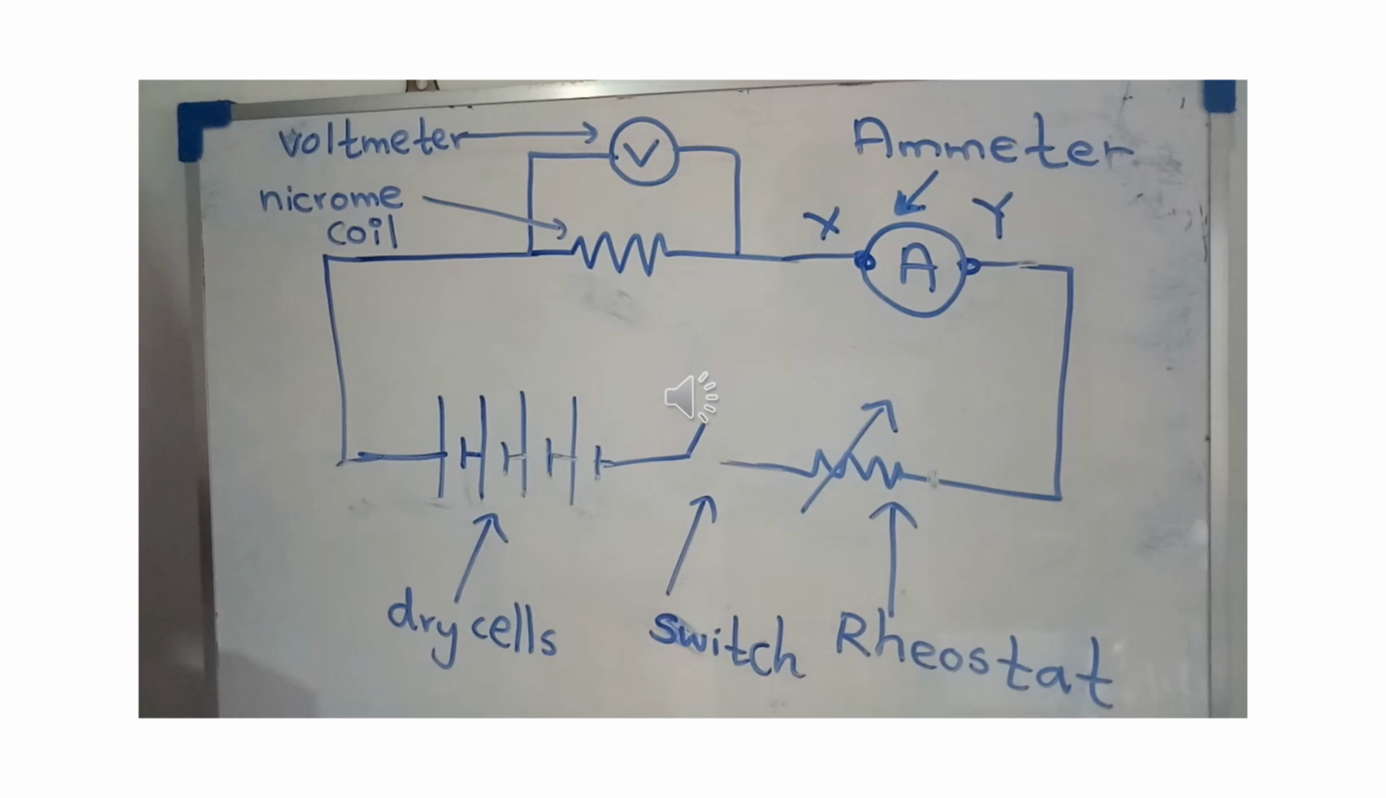Next part, Roman number 2 asks about the standard symbol of equipment that should be connected between terminal X and Y. Here we have to connect an ammeter. This is the way of connecting an ammeter in series connection.